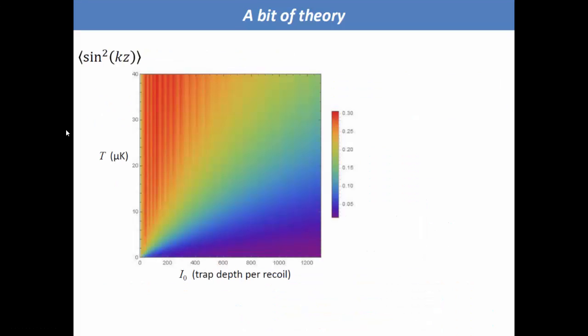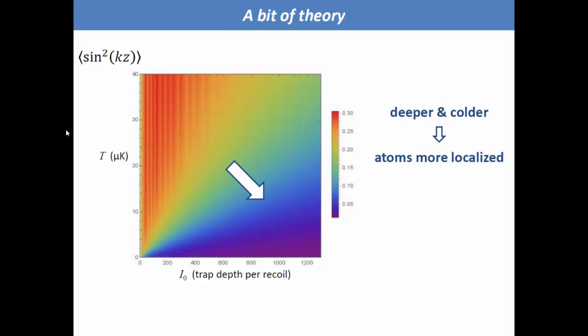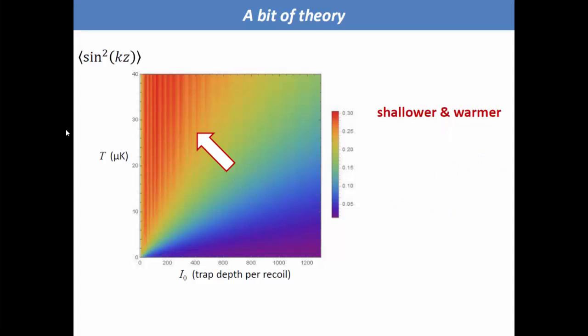As an example, let's consider the factor of sine squared kz. When we do the evaluation, we get something that looks like this. Now we can say a couple things right away. If we go down to the bottom right-hand corner here, this corresponds to deeper lattices with colder atomic samples. In this case, we expect the atoms to be more localized, and that would correspond to smaller values of sine squared kz. And indeed, that's what we see with the purple color being colder, or smaller values, I should say.